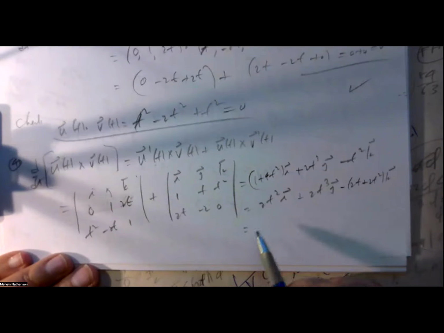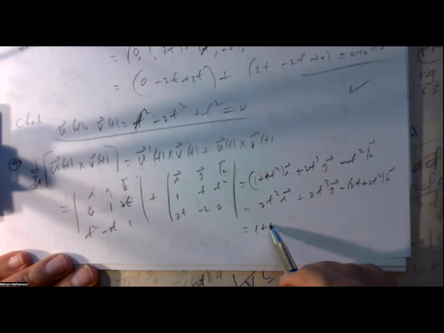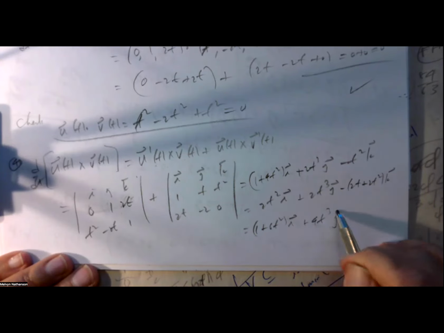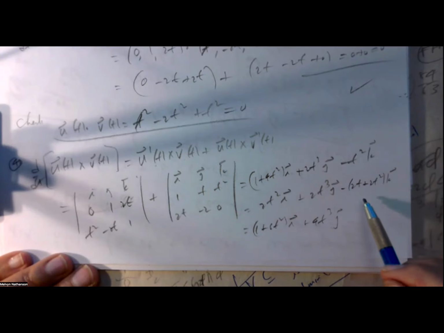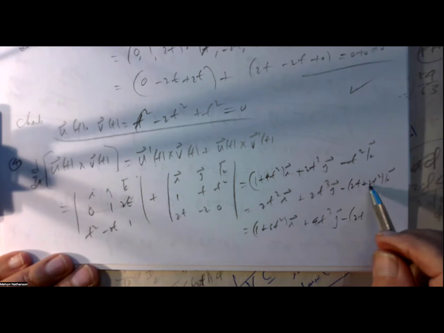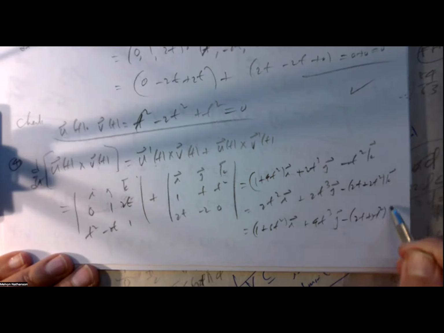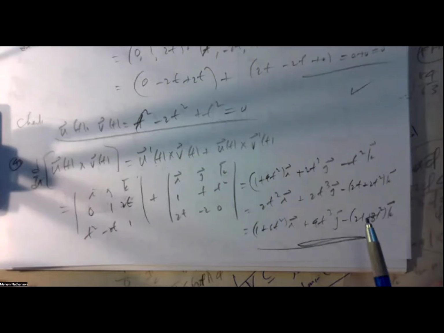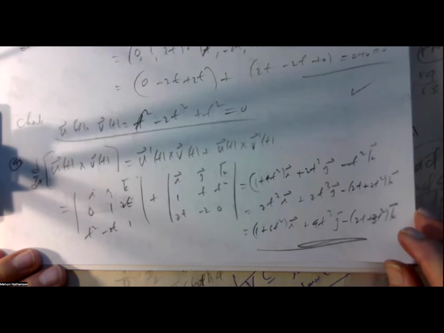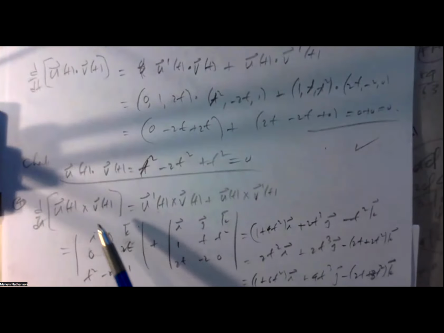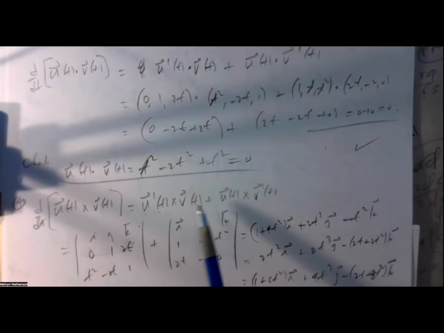And when I add that up, it looks like 1 plus 6t squared i plus 4t cubed j, and I have minus 2t and minus 3t squared. So in the unlikely event I did this correctly, this is the cross product. But let's check. What I did here was I didn't compute the cross product first; I used the product formula.